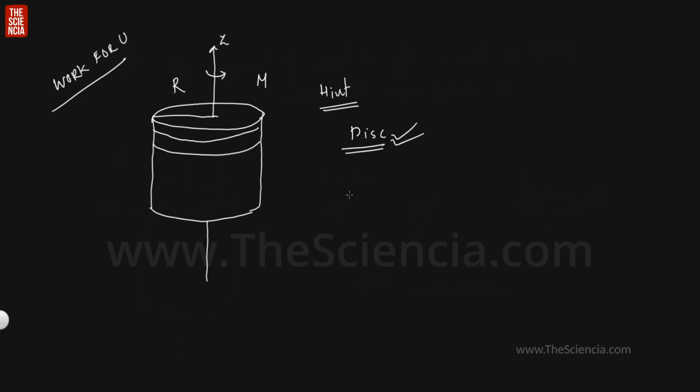I am giving a work for you. You have to find out the moment of inertia of a cylinder. This is the cylinder and it is rotating about its axis, z axis. Total mass is capital M and the radius is capital R. I give you one hint: you can slice this cylinder into discs, and you know the moment of inertia of a disc. So now solve by yourself.